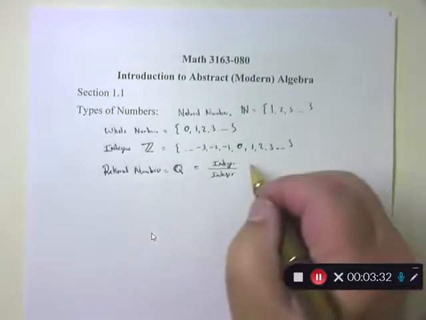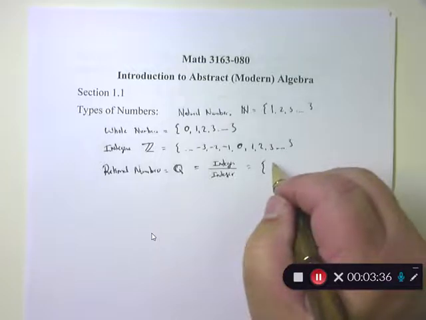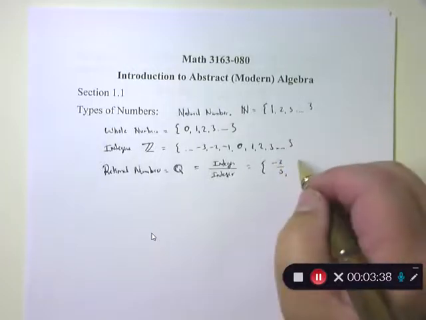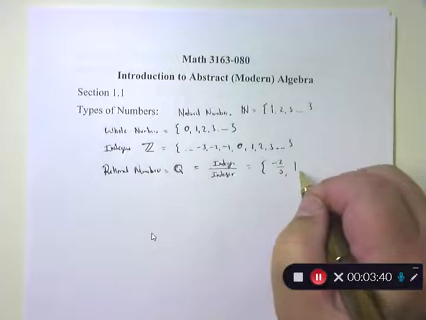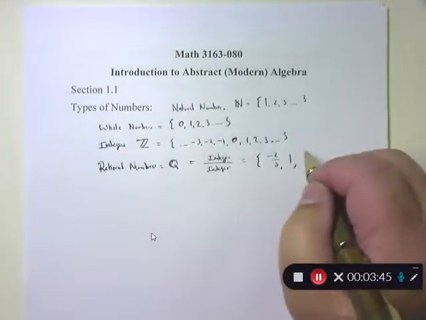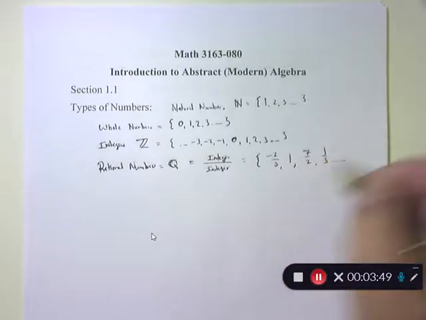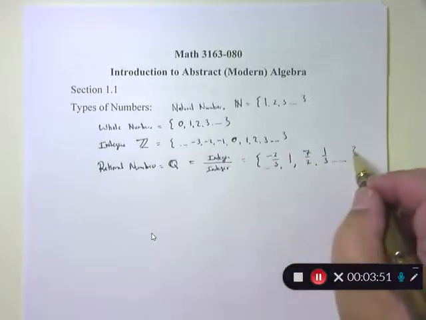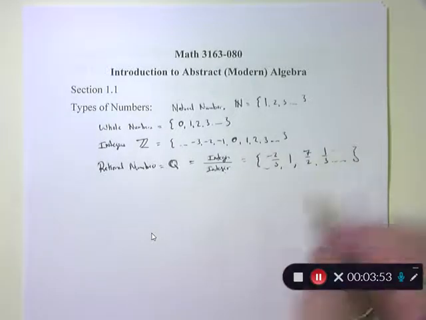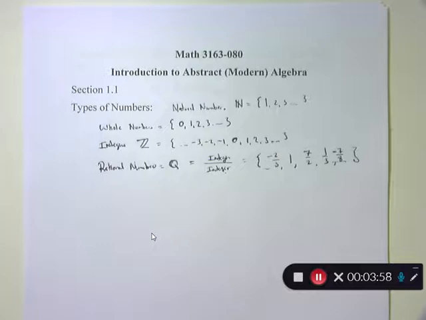Examples of the rational numbers will be everything from -2/3. 1 is an integer because it's 1 over 1, so you can make it a fraction. 7/2, 1/3. They're not really in any kind of order, but any way you can write an integer over an integer. -7/8, and so forth. So positives and negatives, plus or minus on top or bottom.